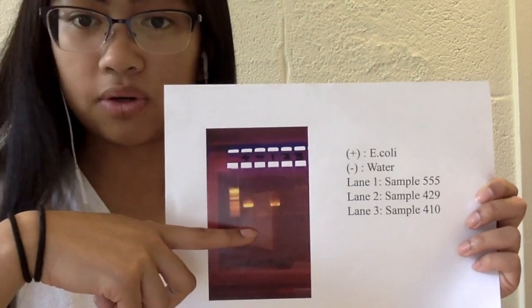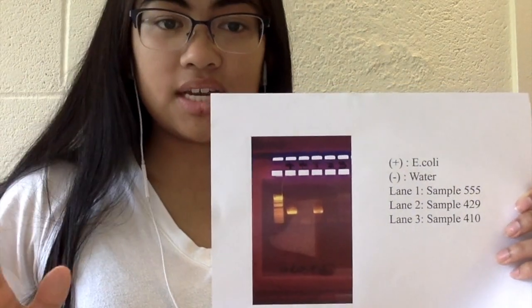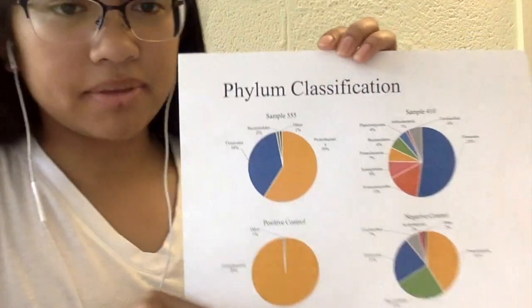beginning. Our positive control had a distinct band, which is expected because that was our known concentration of E. coli, and then our negative control had no band, which is a good thing, indicating no contamination in our DNA samples. Here you have our phylum classification.